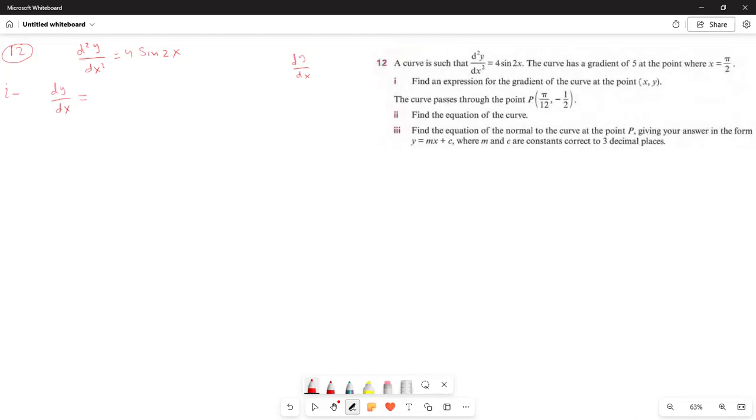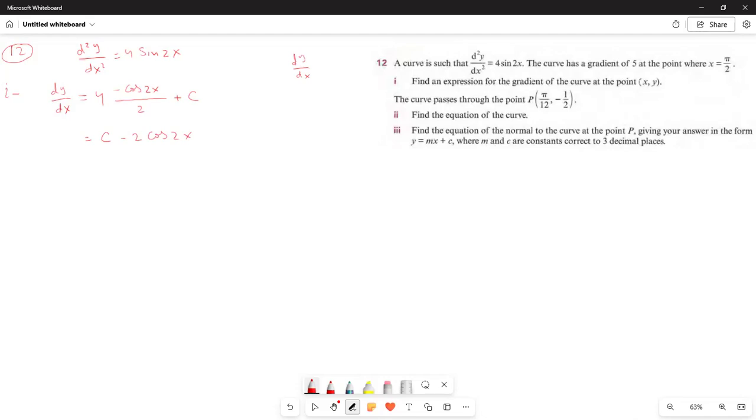So when I want to integrate it, 4 is a constant, and the integral of sine is minus cosine. So I will have minus cos 2x over 2, and then I have a constant of integration, right? So this will give you, I can write it in the beginning, c, and then minus 2 cos 2x.